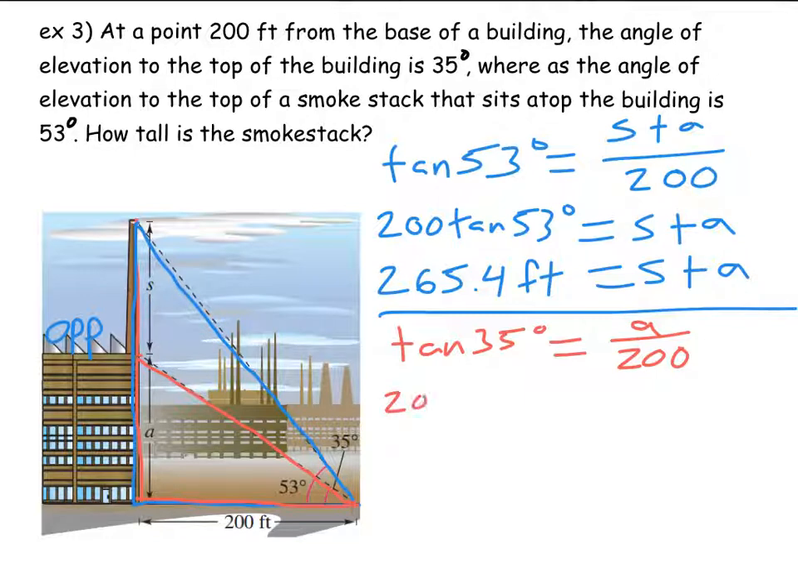And then we have 200 tan of 35 equals A. There is the height of your building. It's 140 feet.